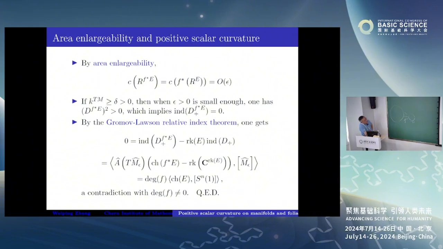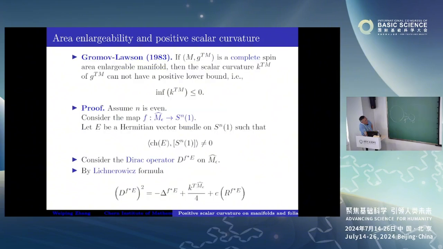The curvature two form, the pullback, has an O(epsilon) term here. So when epsilon is small, this term is very small. If we assume the scalar curvature has a uniform positive lower bound, then using this, when epsilon is very small, you get a positive operator here.